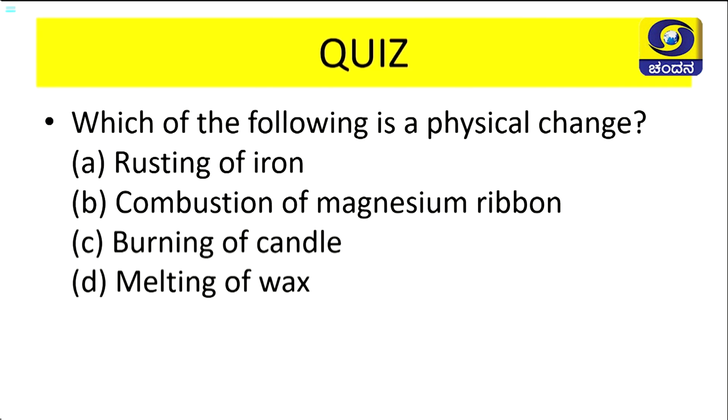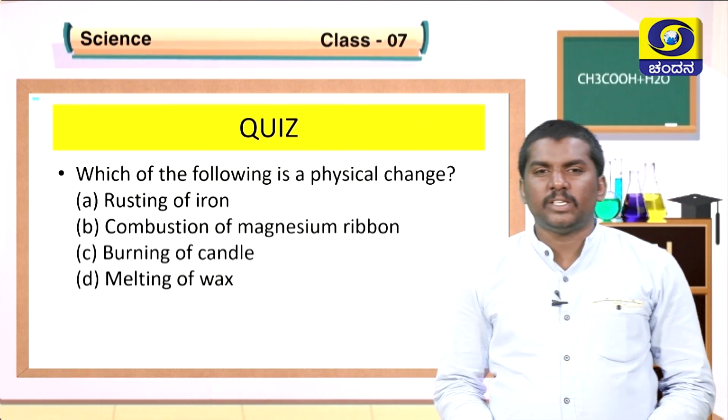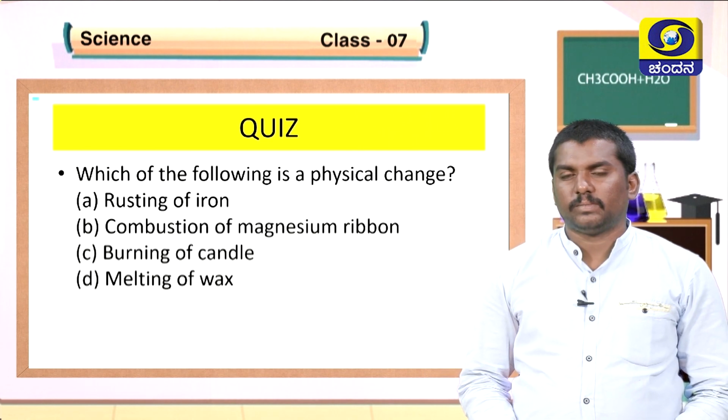Question number 1. Which of the following is a physical change? Option A, rusting of iron. Option B, combustion of magnesium ribbon. Option C, burning of candle. Option D, melting of wax. Come on, tell me. Yes, the answer is melting of wax.